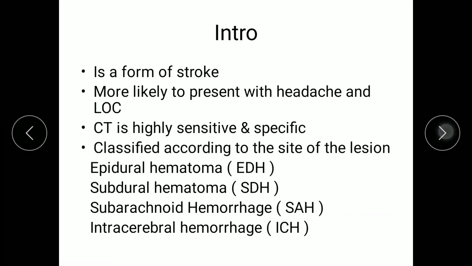Intracranial hemorrhages are a form of stroke, and the patient most commonly presents to us with headache and LOC, loss of consciousness. CT can diagnose all your intracranial hemorrhages. CT is highly sensitive and specific. According to the site of bleed, it is classified into epidural or extradural, subdural hematoma, subarachnoid hemorrhage, or intracerebral hemorrhage.